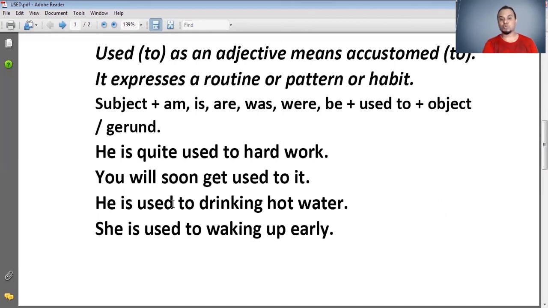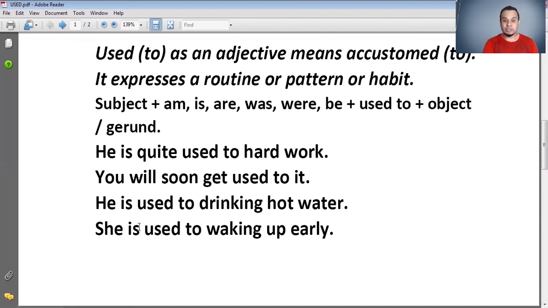He is used to drinking hot water. He is used to drinking. Here, when there is a verb, you have to add ing to the verb after to. Okay. She is used to waking up early.